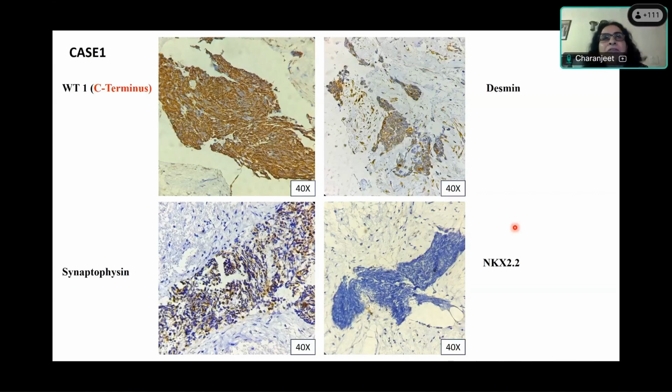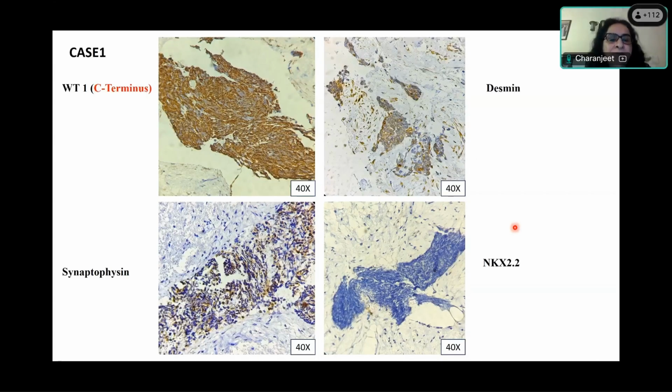And if you want to rule out Ewing's, what would you like to do in addition? FLI1. Okay, so EWSR1, FLI1. Okay, so that is what?